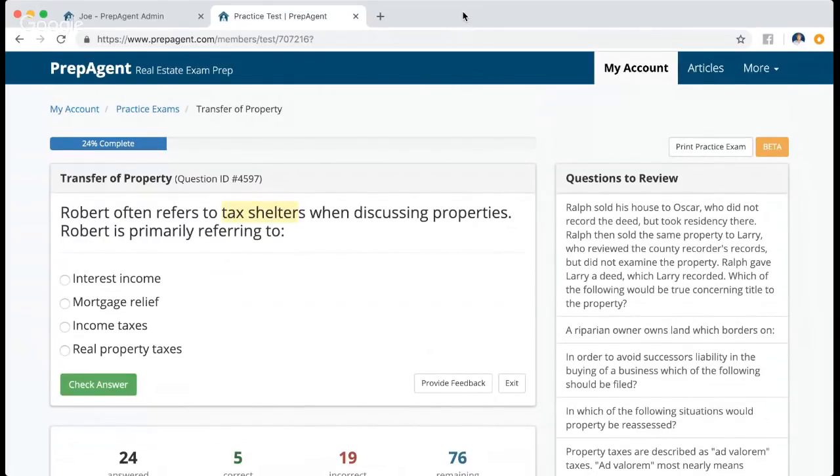Okay, Robert often refers to tax shelters in discussing properties. Robert's primarily referring to: A, interest income; B, mortgage relief; C, income taxes; or D, real property taxes. Okay, answer C, income tax. Tax shelters have to do with income taxes.